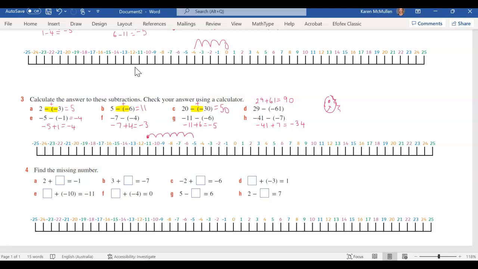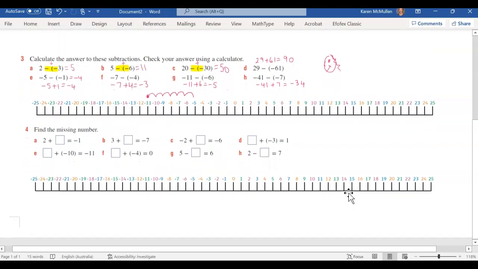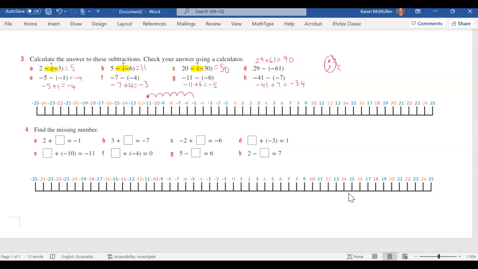All right, so these types of questions do get confusing. So use a number line as much as possible to help you, okay? So once you get the hang of it, you'll be fine, but it's all very new. All right, question 4, find the missing number.